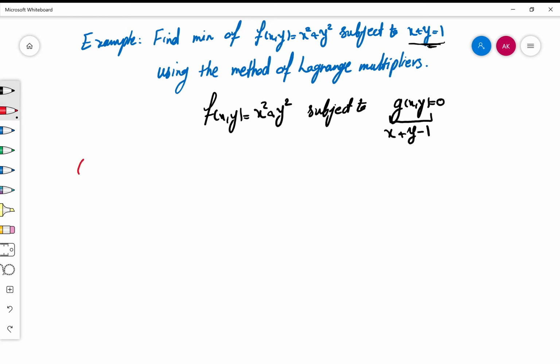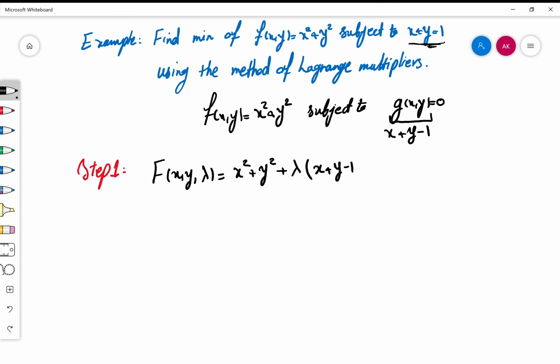So step one is to form the function of x, y, and lambda. It's a function with three variables. It's x squared plus y squared plus lambda times the whole g, which is x plus y minus 1.